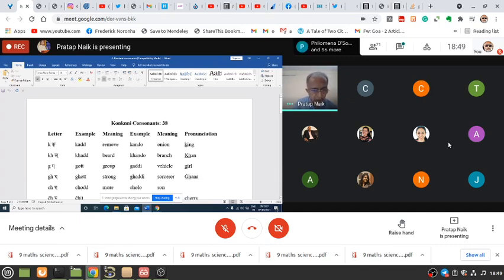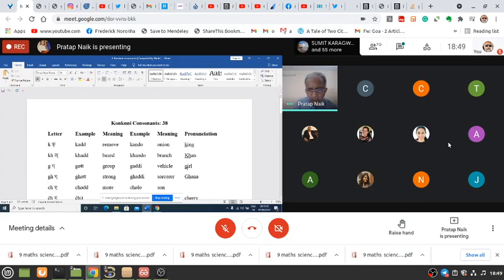Next consonant, G. Girt. We know this one is G and this double T means T. Girt means group. This one, Gadi. G A Ga, double D I, D. Gadi. Vehicle.